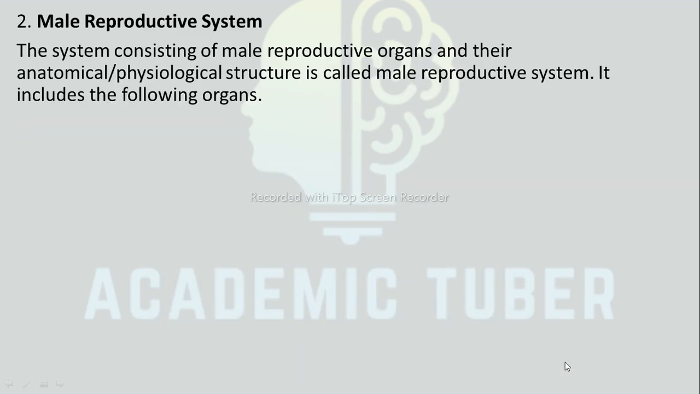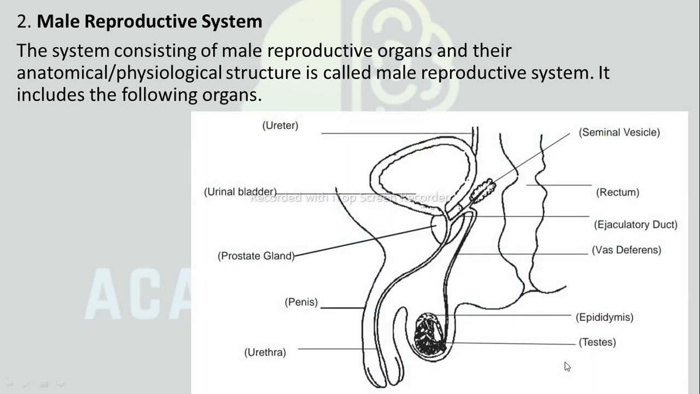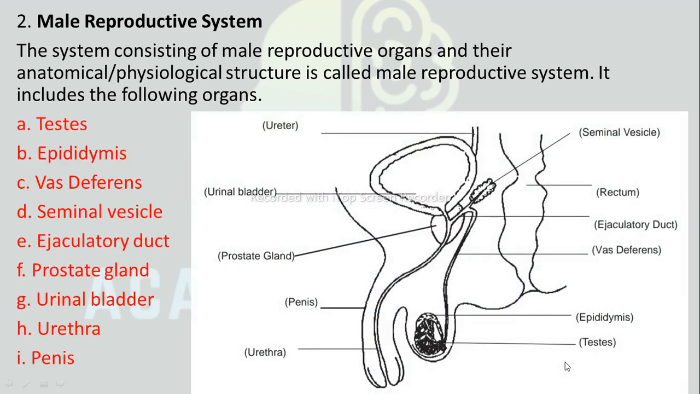Male reproductive system. The system consisting of male reproductive organs and their anatomical and physiological structure is called the male reproductive system. It includes the following organs: testes, epididymis, vasa deferens, seminal vesicle, ejaculatory duct, prostate gland, urinary bladder, urethra, penis.